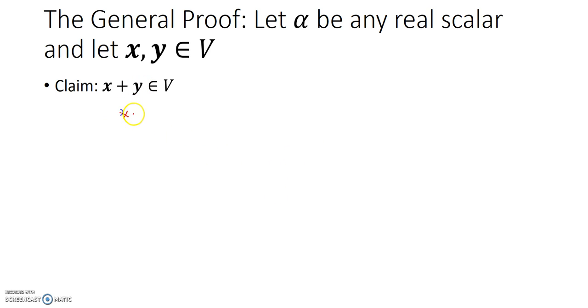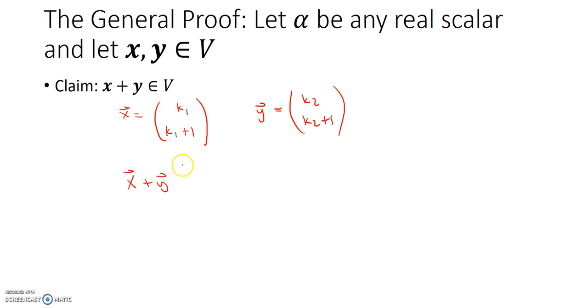Well, let's say that x is the vector, and we'll write it this way. We'll say it's k1 and k1 plus 1 down here. So again, we need to make sure that x resides inside of V, and the horizontal and vertical components need to be 1 unit apart. And if we take y is equal to k2 and k2 plus 1, then adding these together will yield a vector of the form k1 plus k2 on top, and k1 plus k2 plus 2 on the bottom.